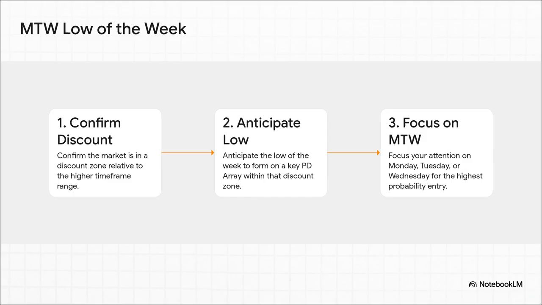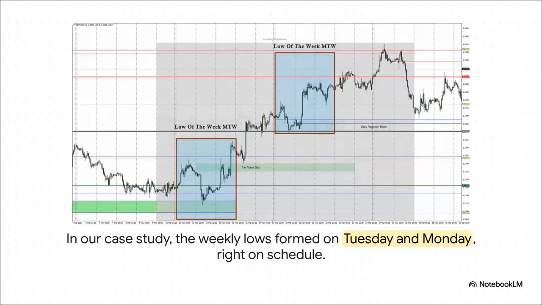Well, ICT provides a simple but incredibly effective timing model for this. In a bullish market where you expect price to move from discount to premium, you should anticipate the low of the week to form on Monday, Tuesday, or Wednesday, MTW. Those are your highest probability days to see the weekly low get put in before the big expansion move takes off. And if we look back at our case study, what do you know? This is exactly what happened.